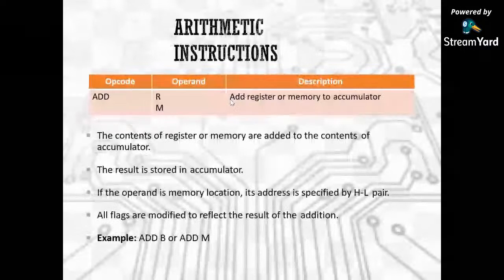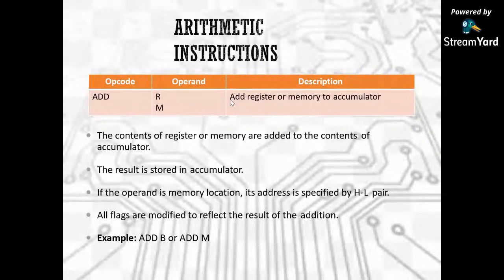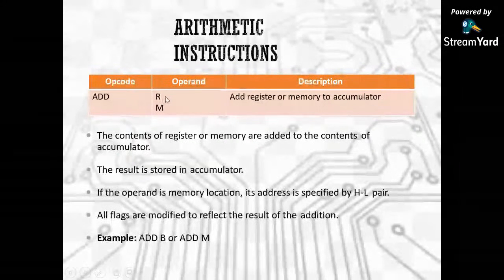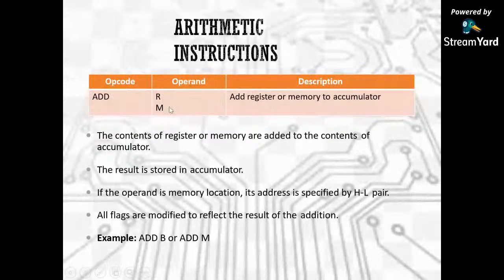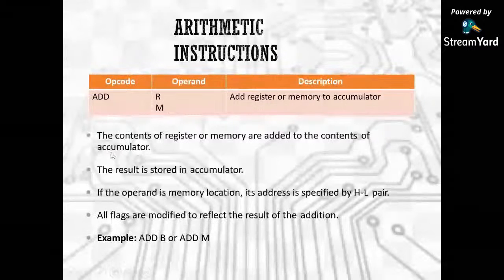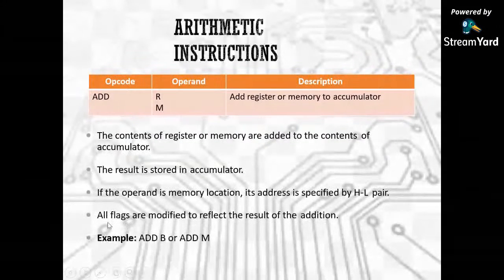So this is, for an example, the arithmetic instruction. We have ADD R, add register or memory to the accumulator. The content of register or memory is added to the content of accumulator, then the result will be stored in the accumulator again. If the operand is a memory location, the address will be specified by HL register pair. All flags are modified to reflect the result of the addition, for example, ADD B or ADD M.